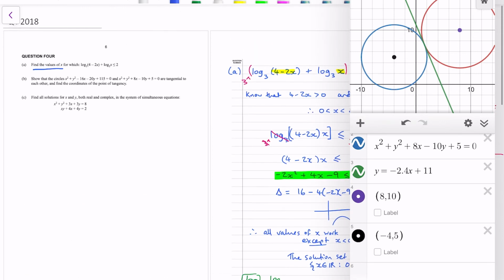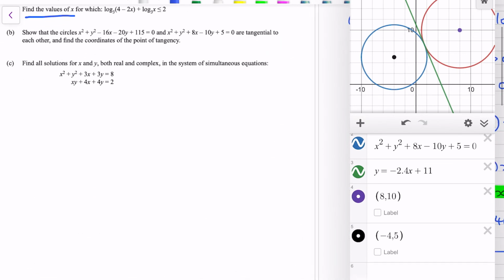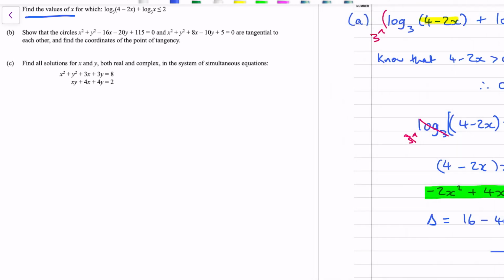Okay, last question. Find all the solutions, both real and complex, for this system here. You could make a picture of this as well, but it's only going to show you the points of intersection that are real. And it turns out that this equation has complex solutions as well. So we'll just jump straight into an algebraic approach.